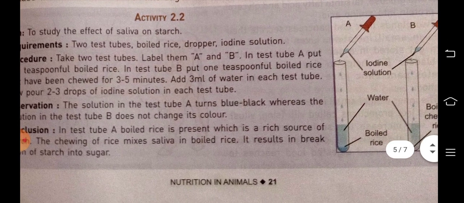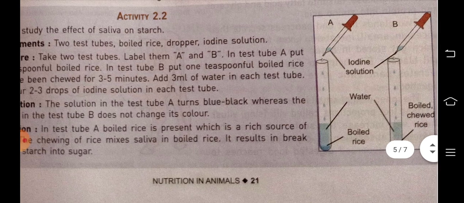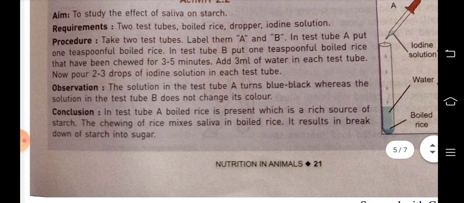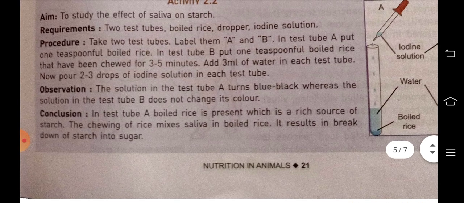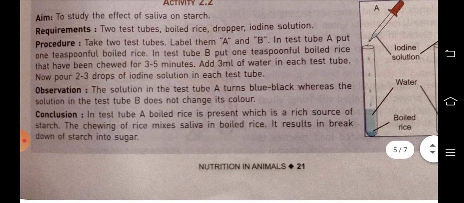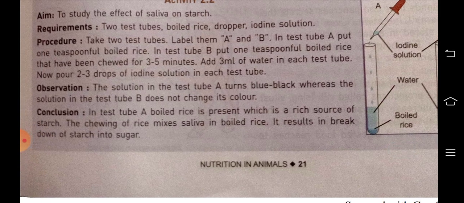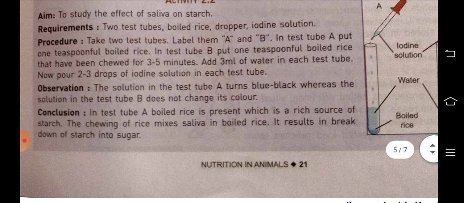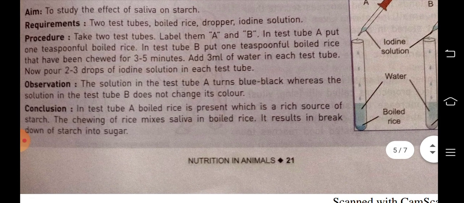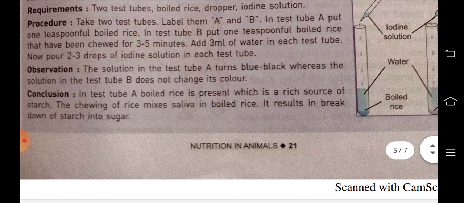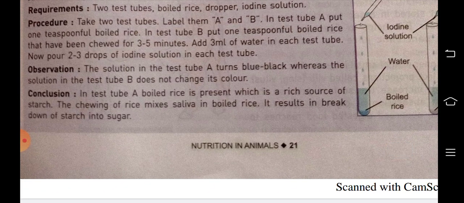First, we have to take 2 test tubes, label them A and B. In test tube A, put 1 teaspoonful boiled rice. And in test tube B, put 1 teaspoonful boiled rice that have been chewed for 3 to 5 minutes. In second test tube, we will put the boiled rice after chewing it. And add 3 milliliter of water in each test tube. Now pour 2 to 3 drops of iodine solution in each test tube.